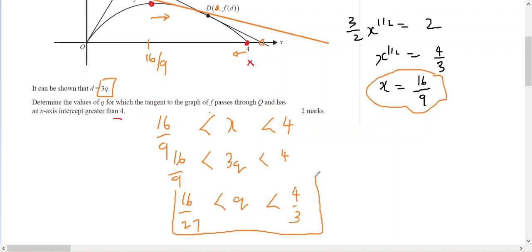And if that's the case, those values of q, when you triple them, will have it touching from there through to there, but not inclusive of those endpoints.